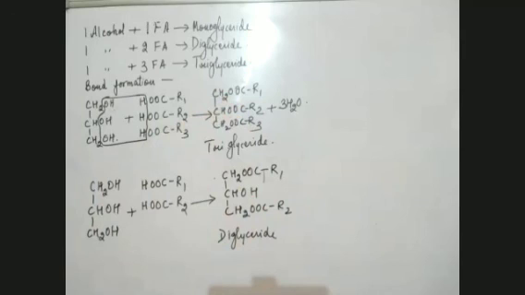In this same way you can make the monoglyceride also, and the formation of triglyceride and diglyceride is by ester bond formation. In case of lipids, it is ester bond formation. Is it clear to you? Any query in this? Any question? Okay.